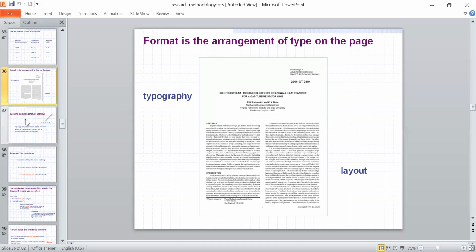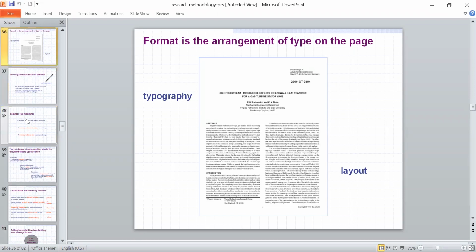Arrangement of the type on the page is called typography. How to arrange it, layout, is very important. We are not supposed to write like an essay.